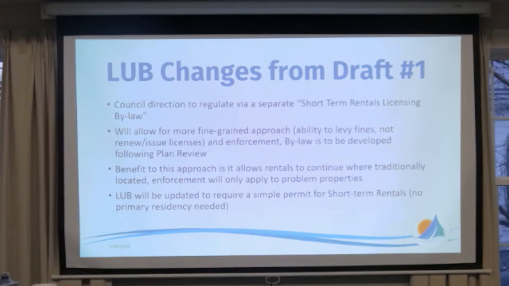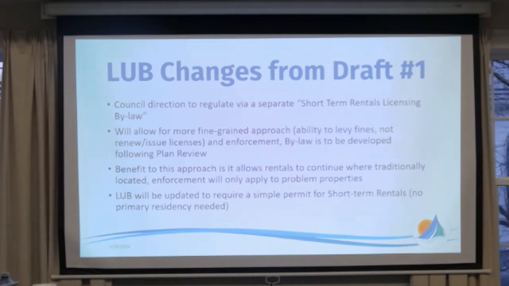As a result of that, as recently as a couple of weeks ago, when we brought this back to council before we came up to do the public sessions, council gave us direction. Basically, we will be removing virtually all the regulations under the land use bylaw around short-term rentals. There will be a new standalone licensing bylaw created to deal with short-term rentals. That will not be done at the same time as this plan review, and that may not be myself authoring that, so I can't really speak to what's going to be in it. But it does give the ability to be much more fine-grained in the approach, particularly on an enforcement side.